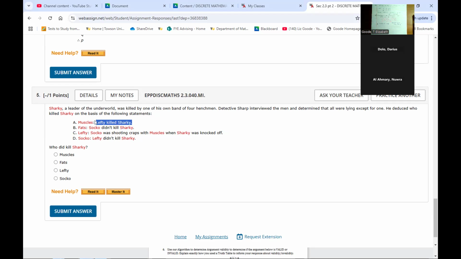Yeah, they cannot both be telling the truth. So right off the bat, we know either Muscles is telling the truth or Sacco is telling the truth. See what I mean? Yes. Because they can't both be true. Now that's the way I would approach it, but there are other good ways to approach it. Like if you read through here, Fats says Sacco did not kill Sharky. Well, that is consistent with both what Muscles said and what Sacco said. So we really can't tell much yet from that, right?